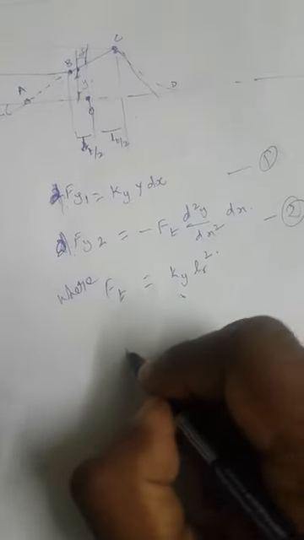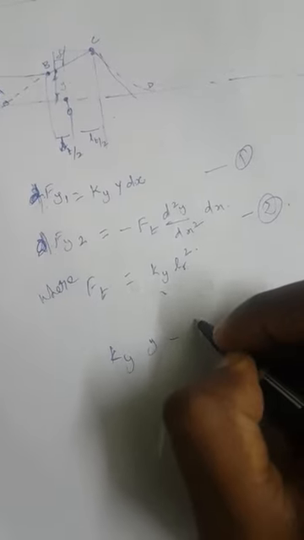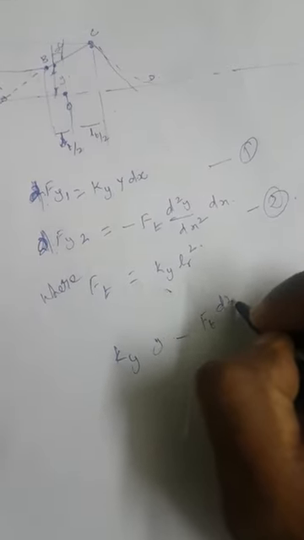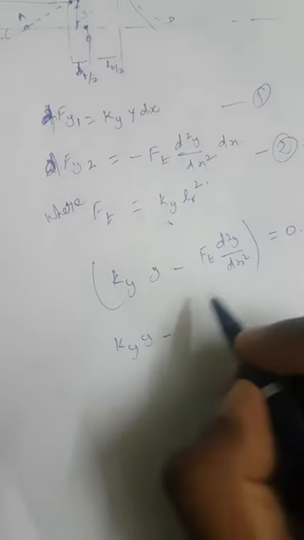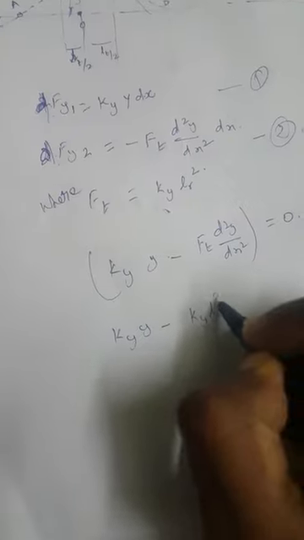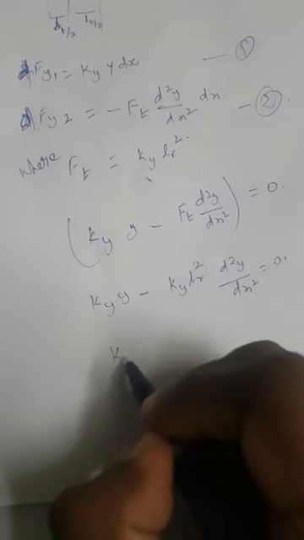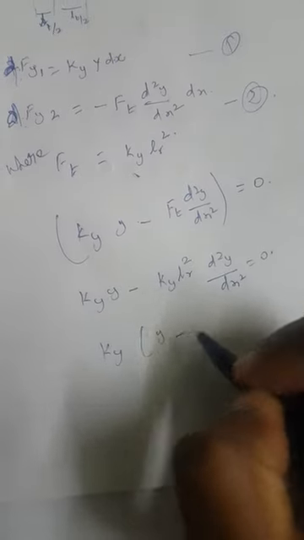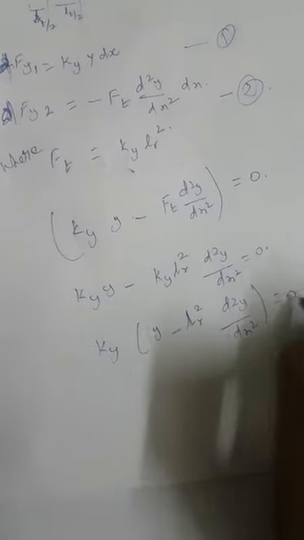From these equations we can say that Ky y minus Ft d squared y by dx squared is equal to 0. So instead of Ft we can replace Ky Lr squared, giving Ky y minus Ky Lr squared d squared y by dx squared equal to 0. So let us find the cornering force or lateral force Fy.